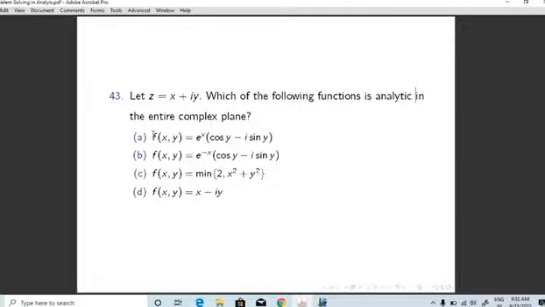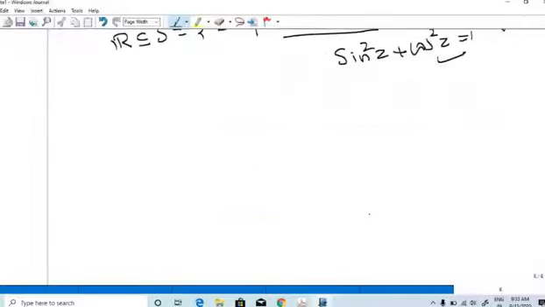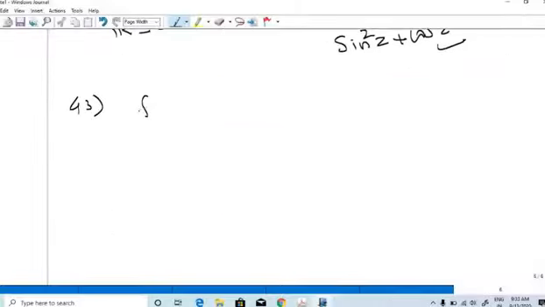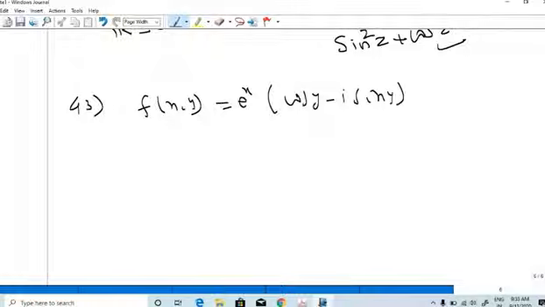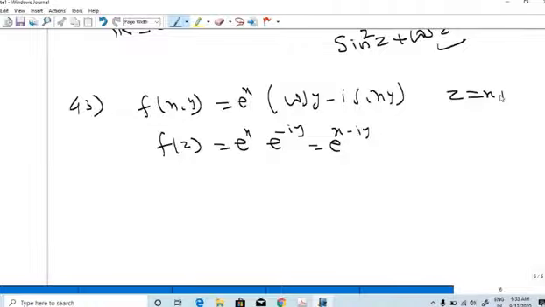This is f(x, y); otherwise we can write f(z). We can write e^{iy}, and e^{-iy} is cos y minus i sin y. Therefore, the first option can be rewritten as f(x, y) = e^x (cos y − i sin y). We can rewrite this as f(z) = e^x e^{-iy}, so this is e^{x−iy}. We know that z = x + iy, therefore this is e^{z̄}.